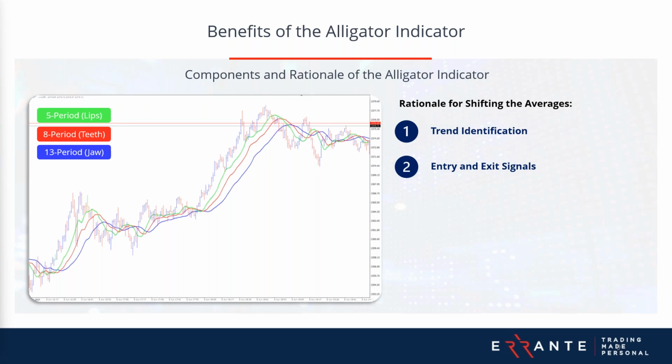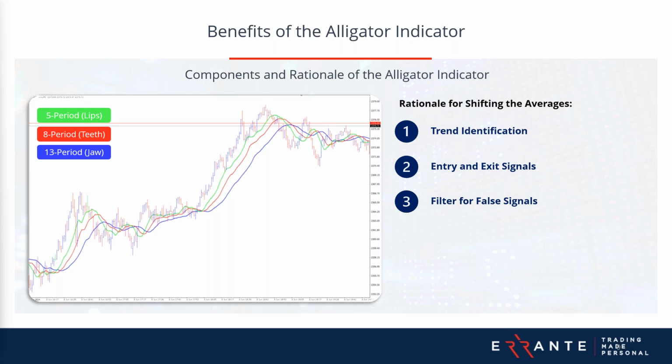So it's a very, very clear identification of a new trend or, let's say, the extension of the prior move in the market. So this helps us to time our trades more effectively and enhance decision making.